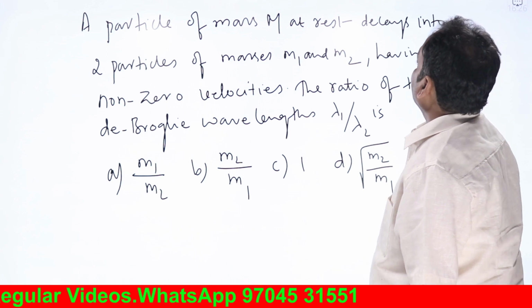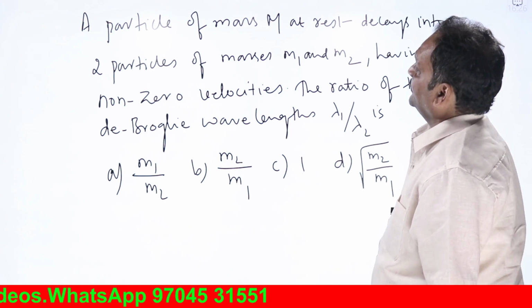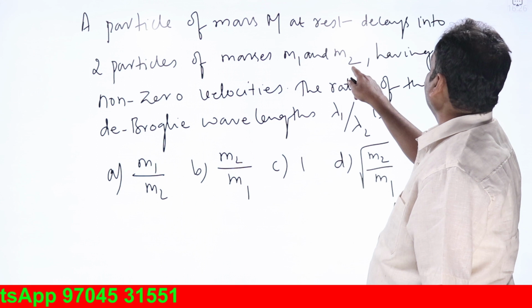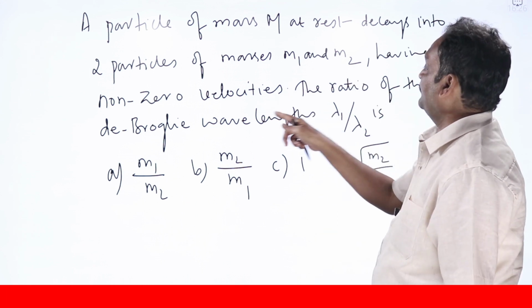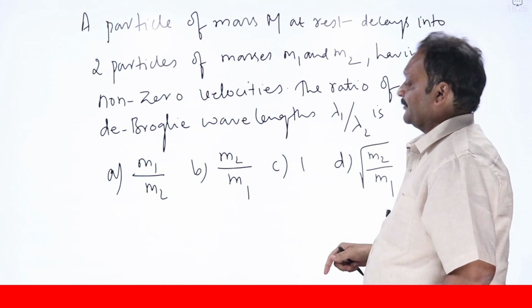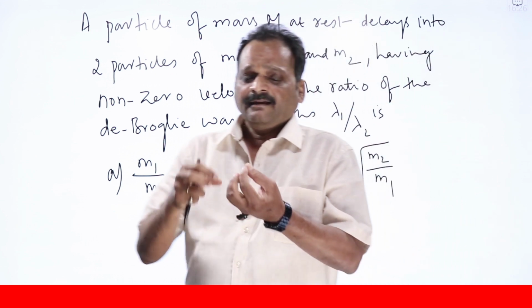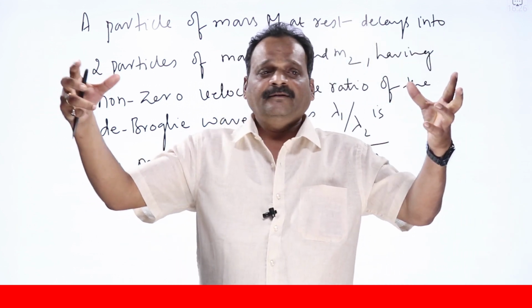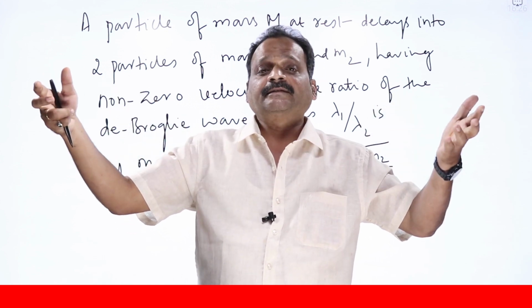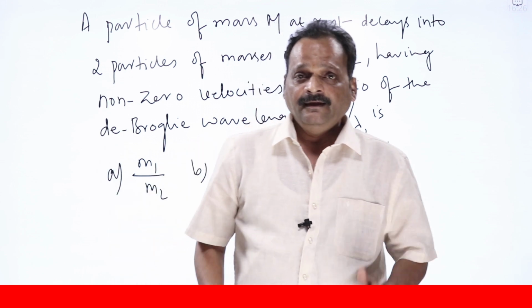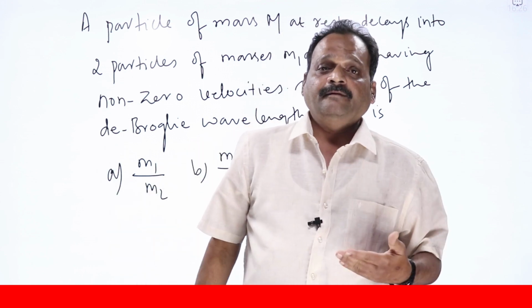A particle of mass capital M at rest decays into two particles of masses m1 and m2 having non-zero velocities. What is the ratio of the de Broglie wavelengths lambda 1 by lambda 2? A particle at rest is decaying into two particles m1 and m2, and those two particles are moving with non-zero velocities, meaning both are moving.